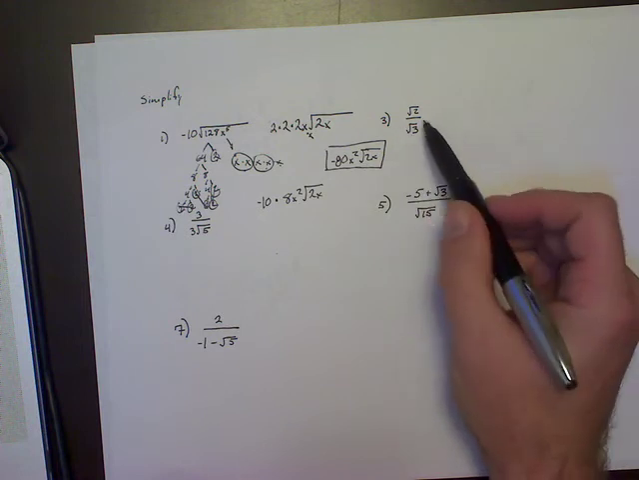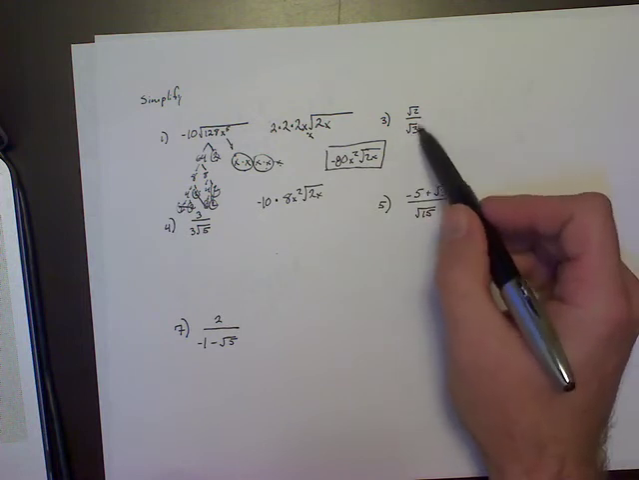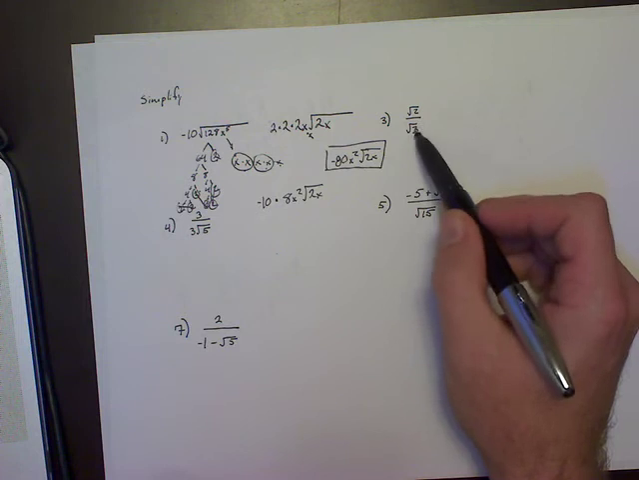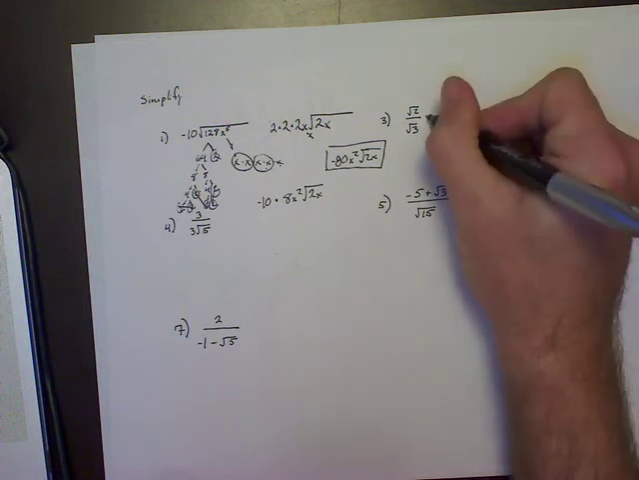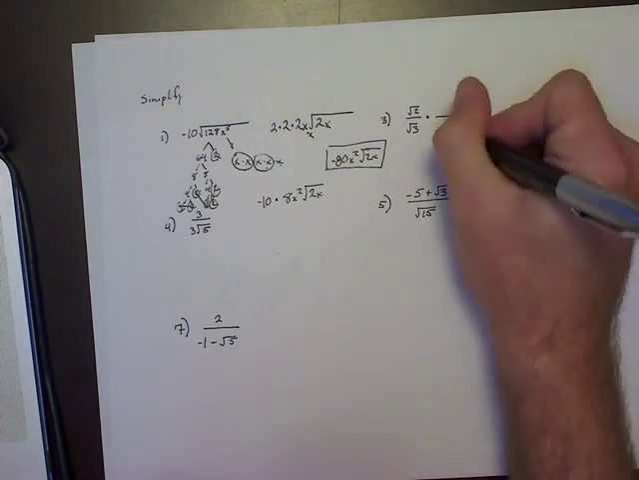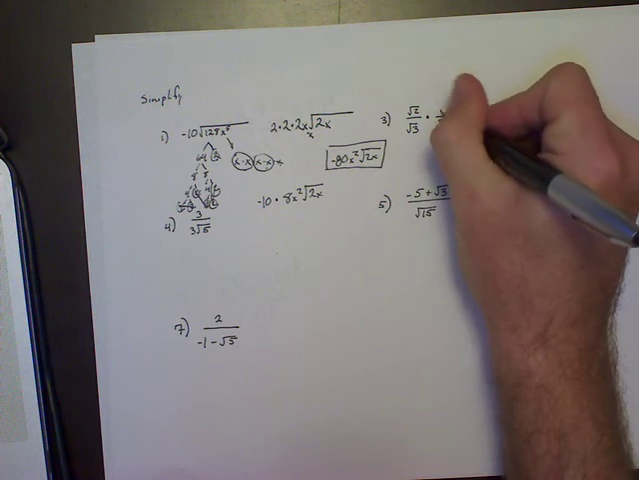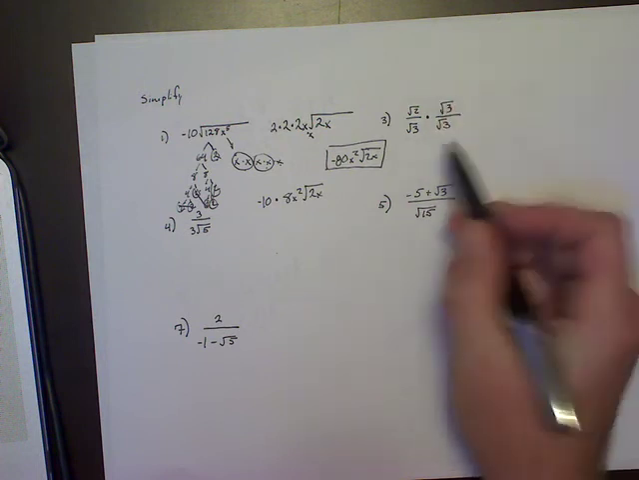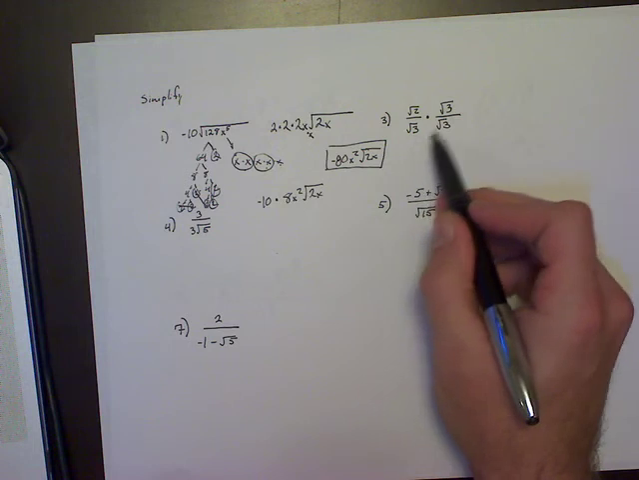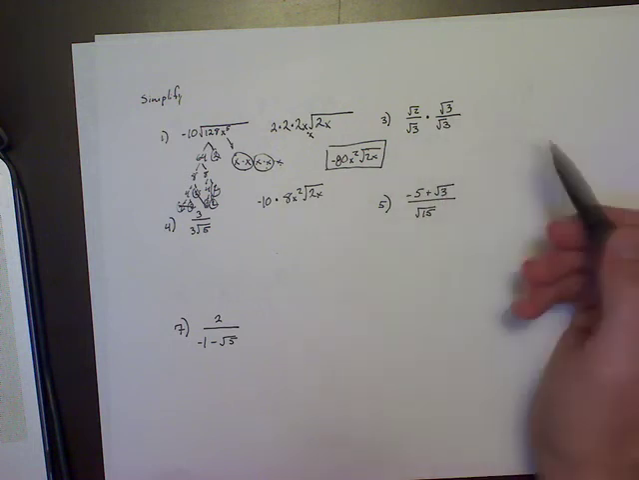Now number 3, this is basically a rule that says you can't have radicals in the denominator. So I don't know if you remember or not, but to get rid of that, you just multiply the top and bottom by whatever the radical is. So if it's radical 3, top and bottom by radical 3.